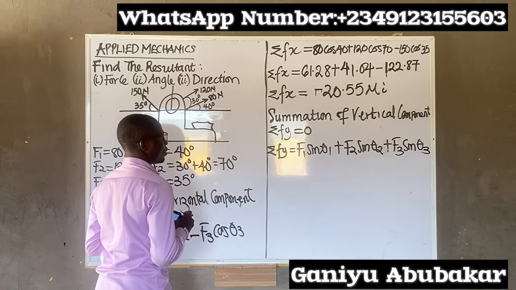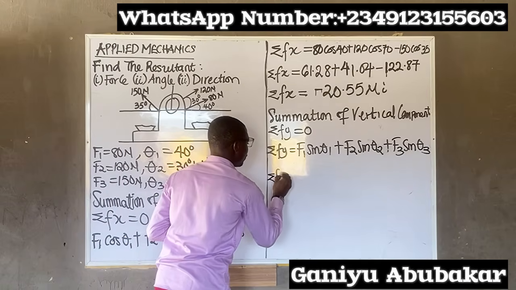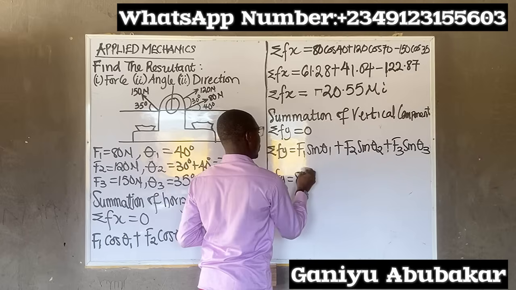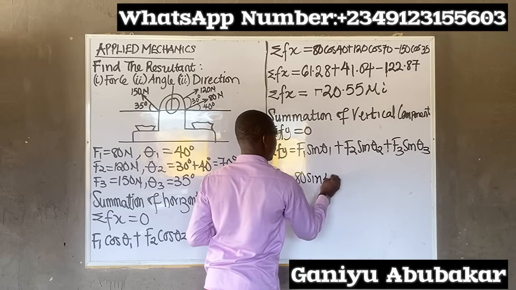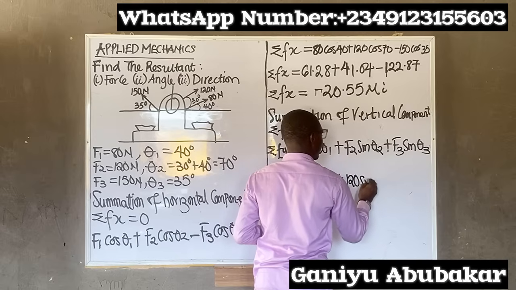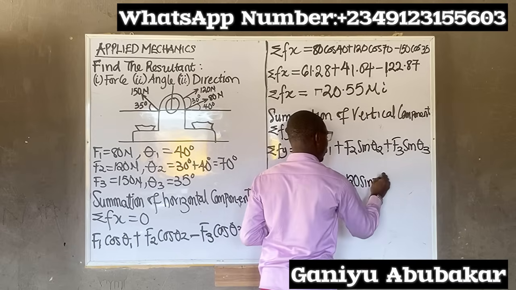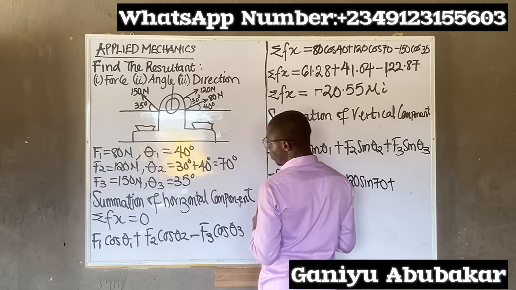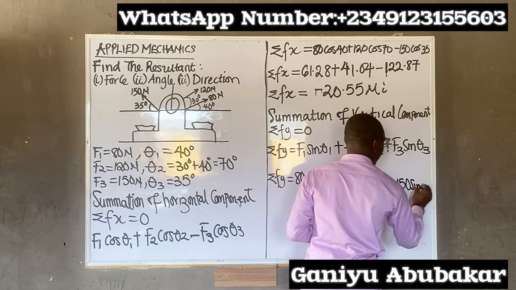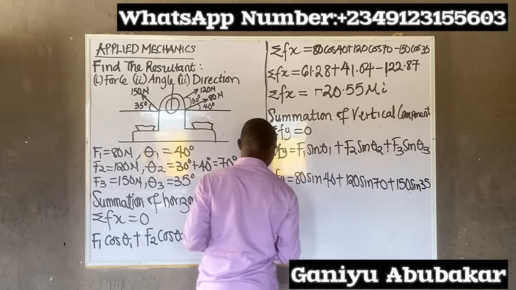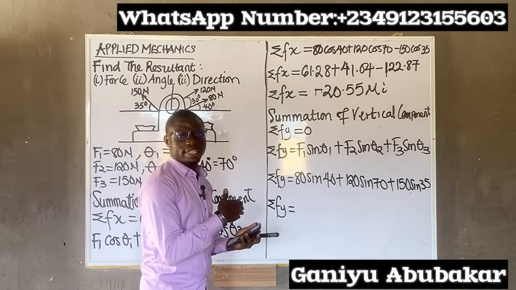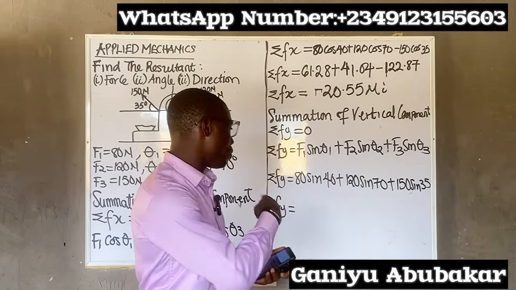Put in values, what do we get? Summation F of y is now equal to F1, which is 80, sine theta 1, which is 40, plus F2, 120 sine theta 2, which is 70, plus F3, 150 sine theta 3, which is 35. Let's see what this will give us, please.